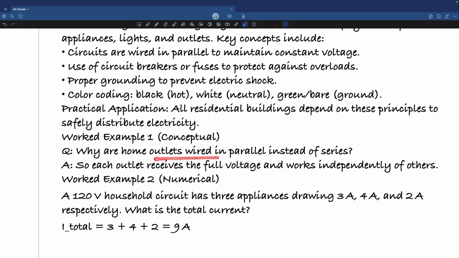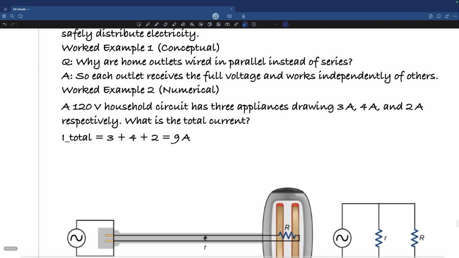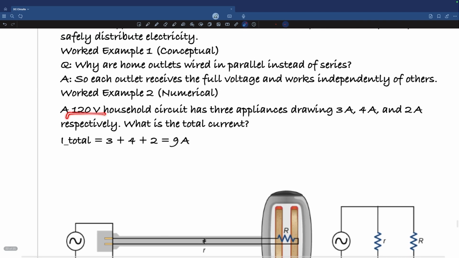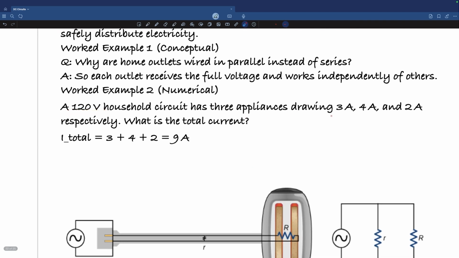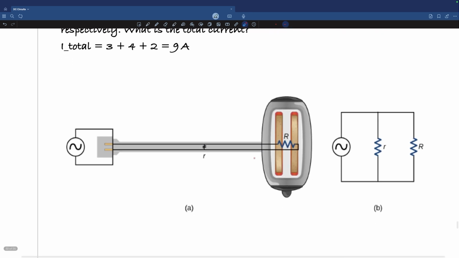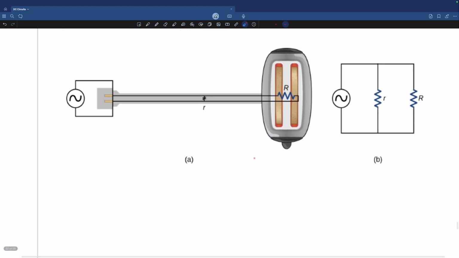Why should home outlets be wired in parallel? Yeah, I told you they should all get the same full voltage and also work independently of the others. A 120 volt circuit has 3 appliances drawing these currents. What's the total current? Come on now, add it up. That's it. Because the currents add up.